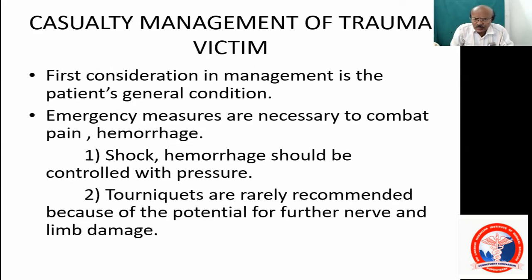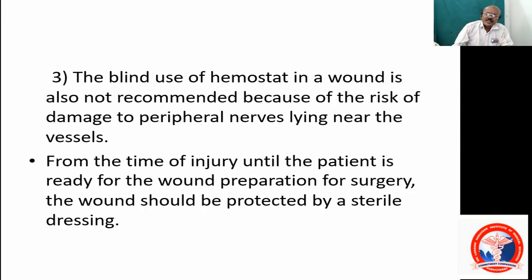Casualty management of a trauma victim: the first consideration in management is the patient's general condition. Emergency measures are necessary to combat pain, hemorrhage, and shock. Hemorrhage should be controlled with pressure. Tourniquets are rarely recommended because of the potential for further nerve and limb damage. The blind use of a hemostat in a wound is also not recommended because of the risk of damage to peripheral nerves lying near the vessels.